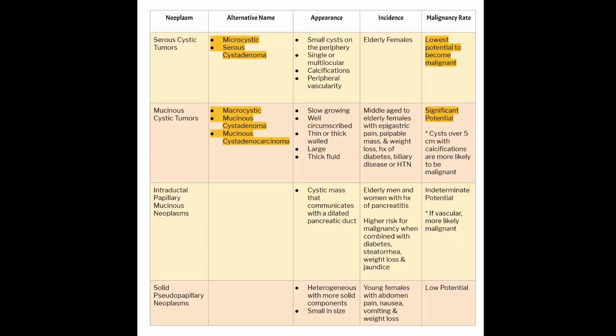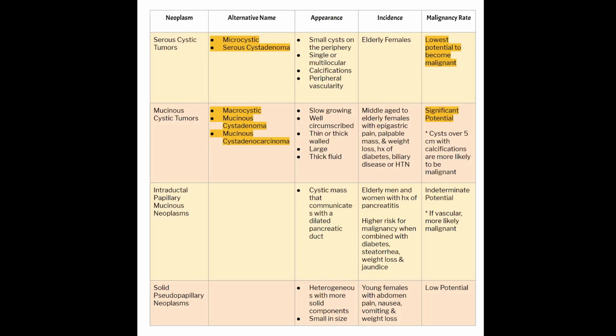We're going to take a look at a very brief overview of these cystic neoplasms, looking at the name of the neoplasm, any alternative names that they might have, the appearance, incidence, and malignancy rate of each neoplasm. So there are 4 basic neoplasms that you need to know: the serous cystic tumors, mucinous cystic tumors, intraductal papillary mucinous neoplasms, and solid pseudopapillary neoplasms.